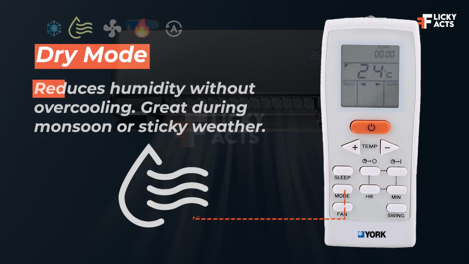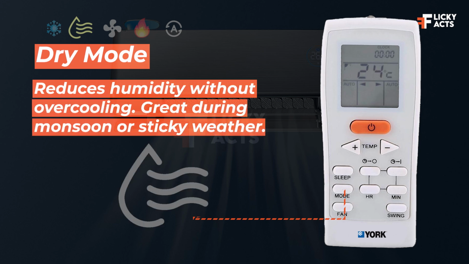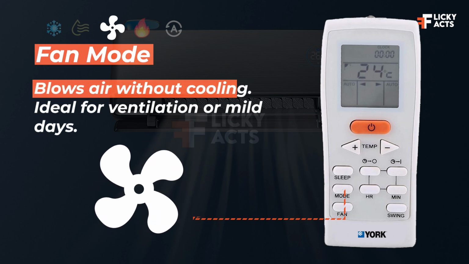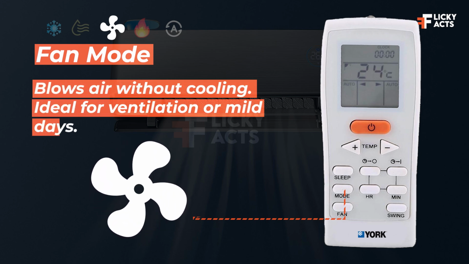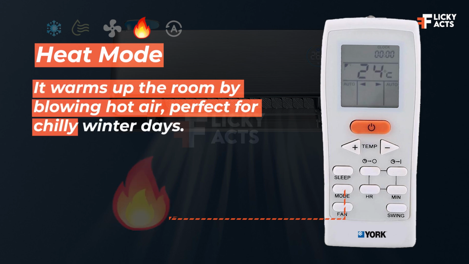Dry mode reduces humidity without overcooling. Great during monsoon or sticky weather. Fan mode blows air without cooling. Ideal for ventilation or mild days. Heat mode. It warms up the room by blowing hot air, perfect for chilly winter days.